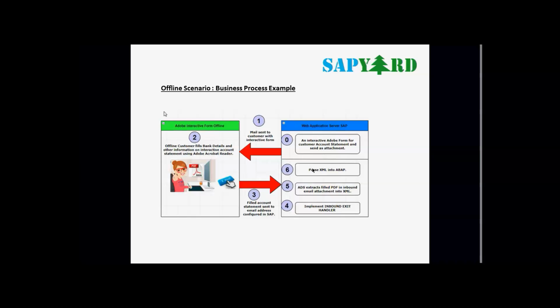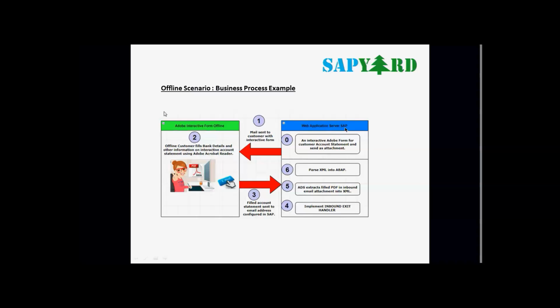So this is a complete end-to-end offline scenario to deal with interactive forms, where the user doesn't know anything about a portal or any SAP system. The end user only gets a PDF. She provides the data, and the data is automatically entered in our SAP system.